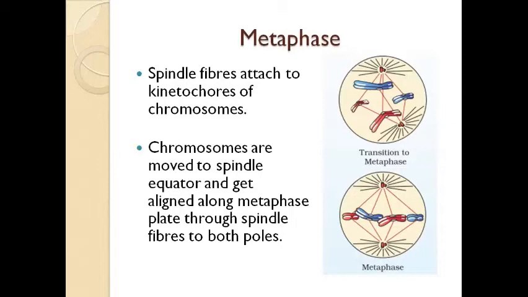There are three kinds of spindle fibers present in the cell division phase. One is the continuous spindle fiber, which is arranged in a pole to pole manner. Another is the discontinuous spindle fiber, which connects the pole with the chromosome. And the third one is the intermediate spindle fiber, which is present at the centromere part of the chromosome and helps in its separation process.